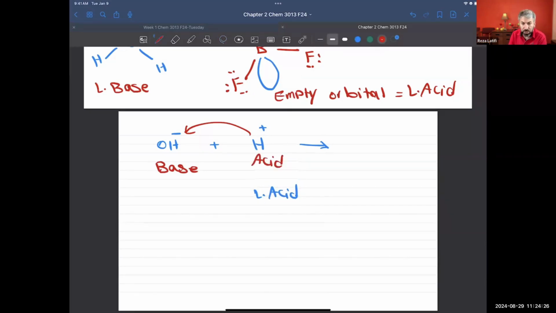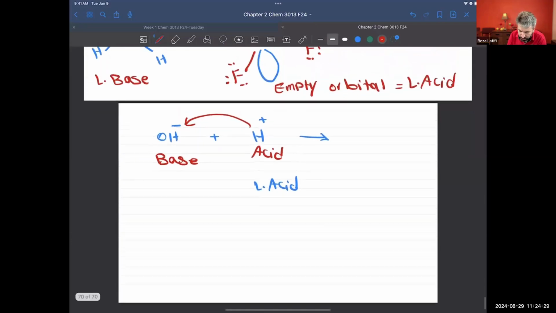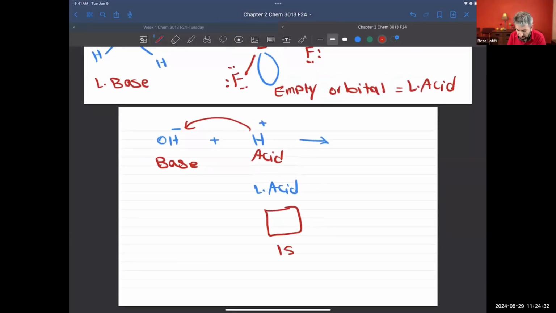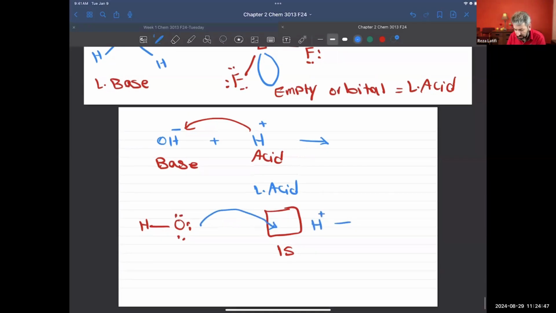Now, if you're talking about Lewis acid versus Lewis base, H plus has an empty orbital, which is a 1s with no electron. How about OH? Oxygen has 3 lone pairs on it. Oxygen is going to put an electron pair inside the H plus orbital, and that's going to give you water with 2 lone pairs. So H plus, yes, is an acid based on the Bronsted definition, and H plus is also a Lewis acid. Why Lewis acid? Because it has an empty orbital.